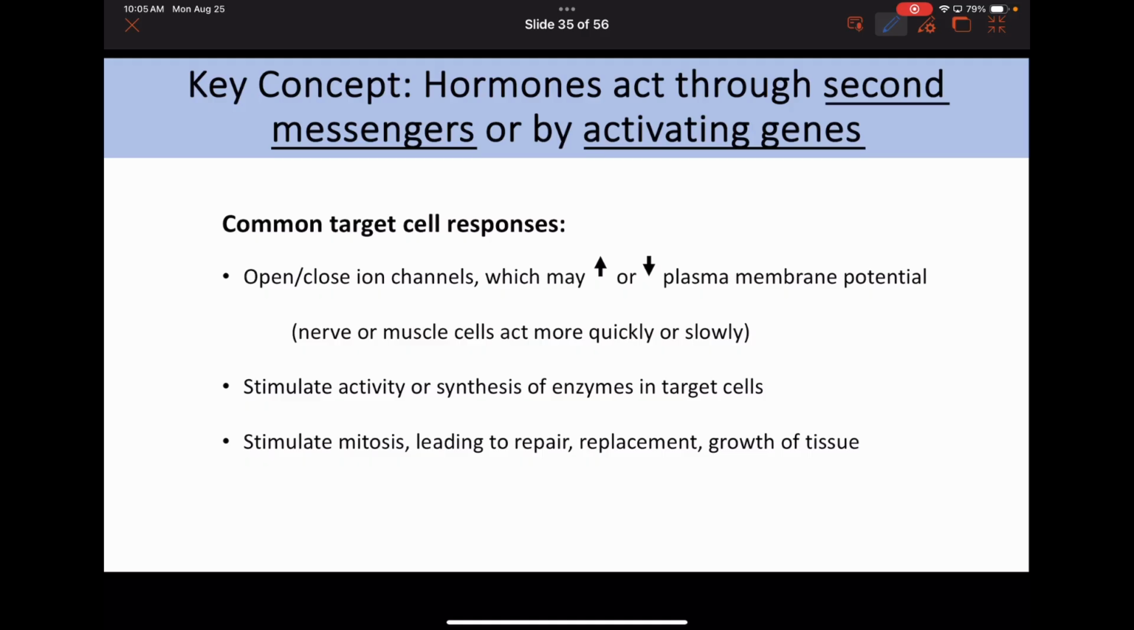Common cell responses include opening and closing ion channels, which may increase or decrease plasma membrane potential. With that example, we're either going to have threshold be met more quickly, so the response can happen faster, or more slowly, so it makes it harder for that response to happen. Okay. It can help stimulate the activity or synthesis of enzymes, which will then carry out whatever the desired function or response is. Or like in the case of growth hormone, it can stimulate mitosis, leading to repair, replacement, and growth of tissues. It's all going to depend on what the target cell is and what their normal function is.